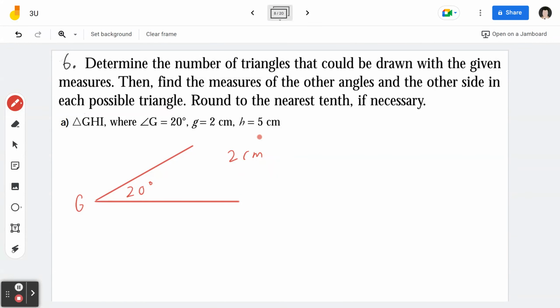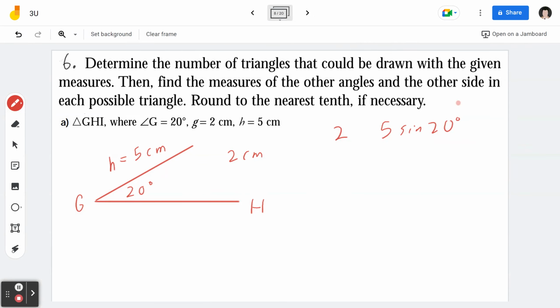And we don't know at this moment if it's going to be long enough to form 2 triangles, or if it's going to be long enough to form 1 triangle, or if it's going to be not long enough to form any triangles. We don't know that yet. So what we're going to do is find out. And we can find out by comparing it to the other value, which is 5 centimeters in this case. So angle H is going to be there. So what we're trying to do in this case is compare the length 2 with B sine A, which is 5 sine 20 degrees.